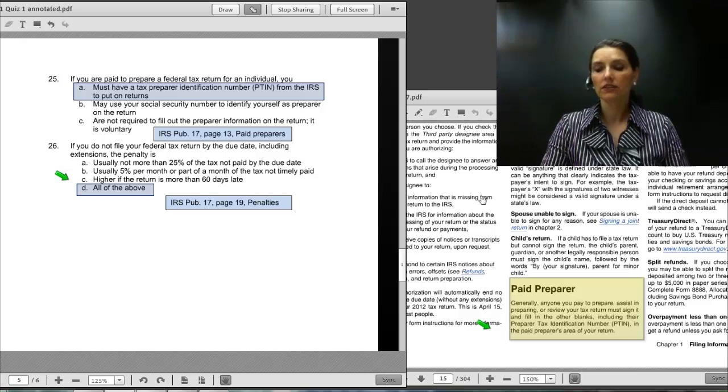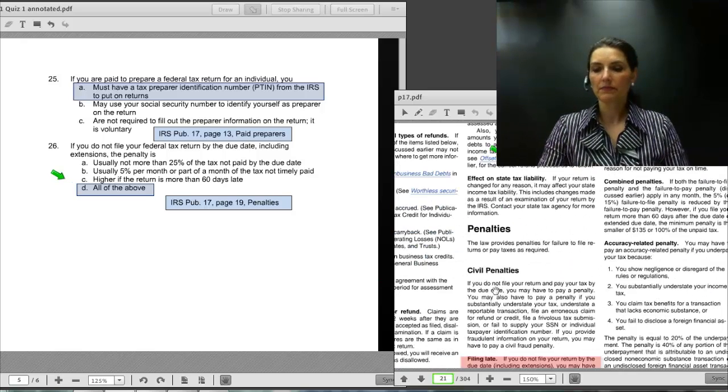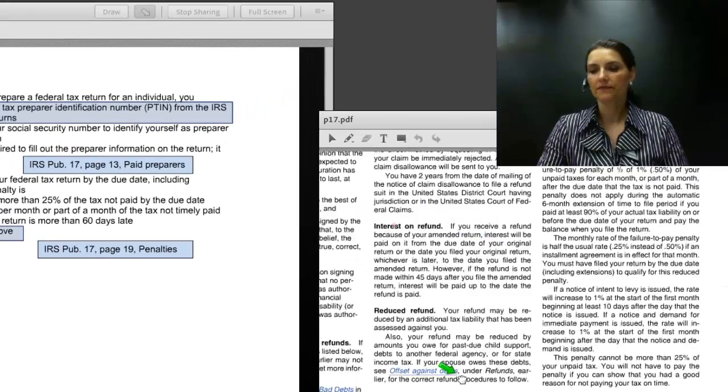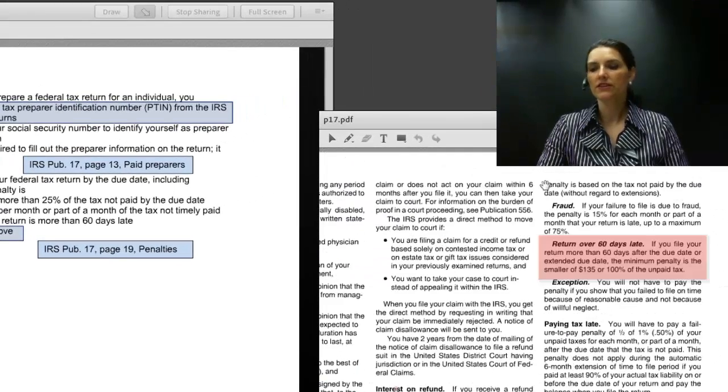So let's take a look. We've got penalties beginning on page 19, filing late. If you do not file your return by the due date, including extensions, you may have to pay a failure to file penalty. The penalty is usually 5% for each month or part of a month that a return is late, but not more than 25%. The penalty is based on the tax not paid by the due date without regard to extensions.